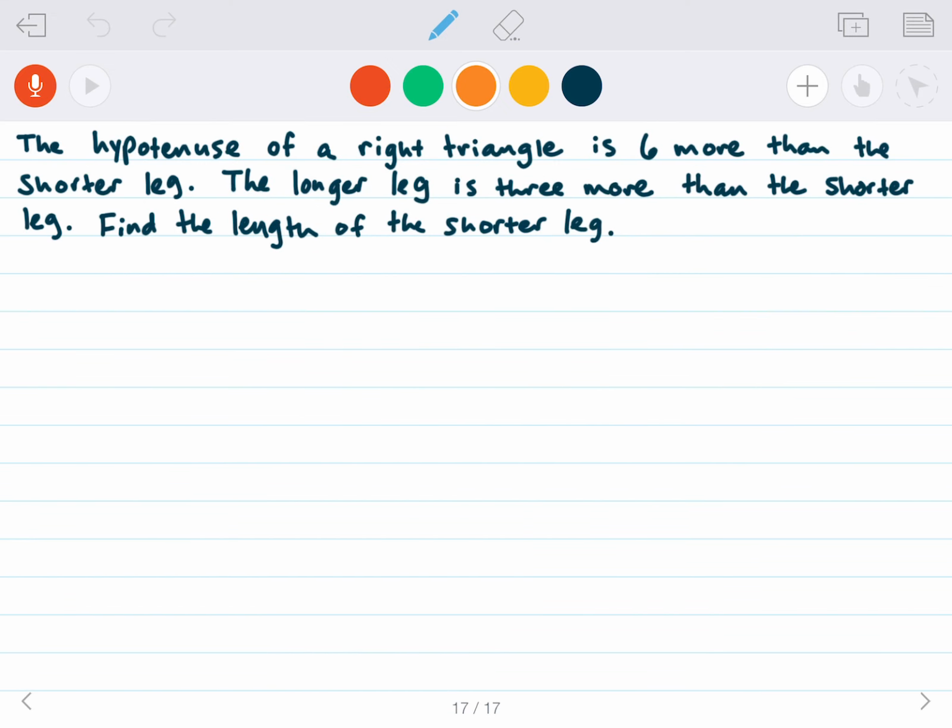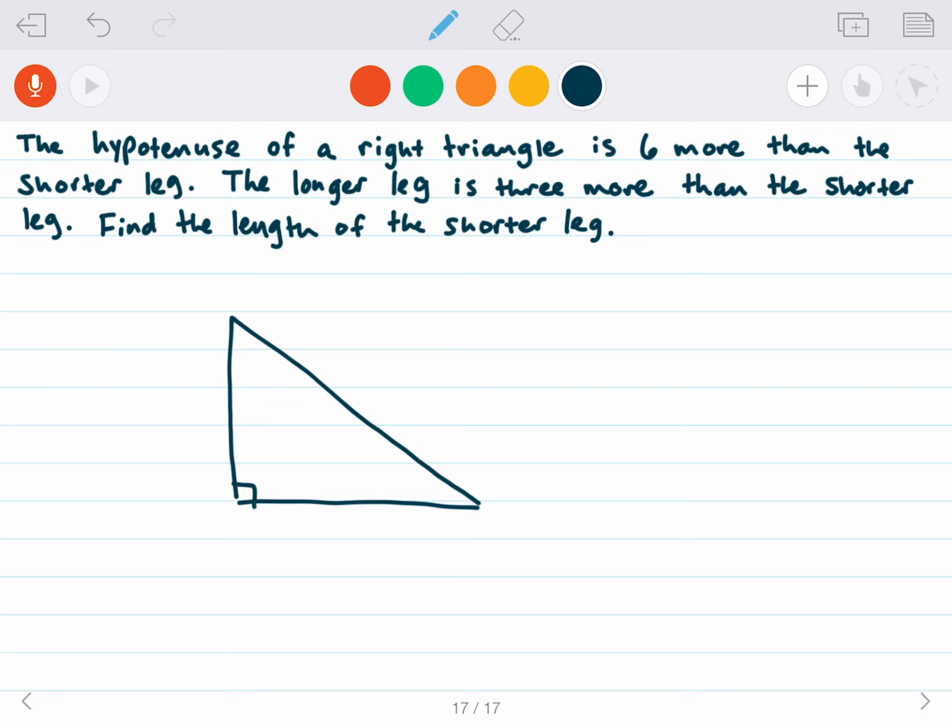Okay, let's do one more problem. The hypotenuse of a right triangle is 6 more than the shorter leg. The longer leg is 3 more than the shorter leg, and we want to find the length of the shorter leg. Let's go ahead and draw a picture. So we know we have a right triangle.